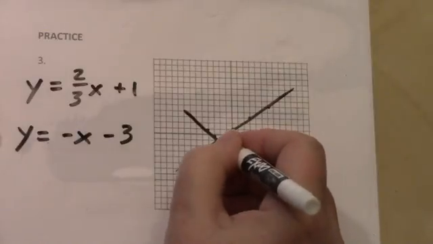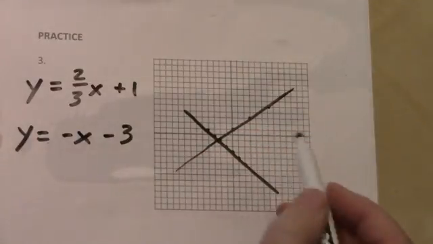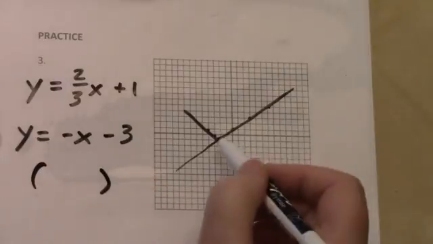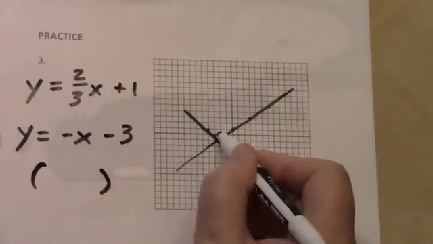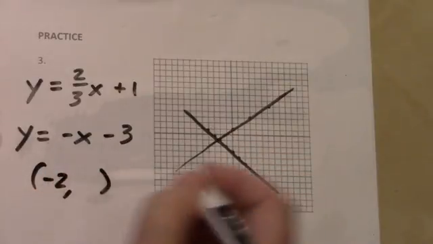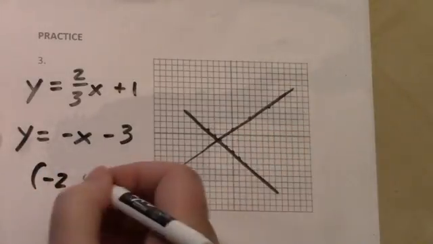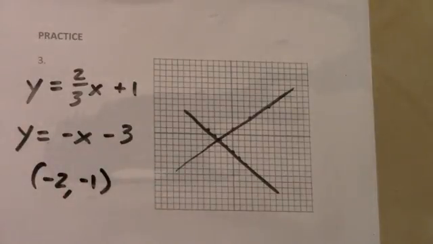And our best little estimate with our fat markers is, what's the coordinate of this point? We're going to the left 1, 2. We're going to the left 2, so that would be a negative 2. And we're going down 1, so that would be a negative 1.